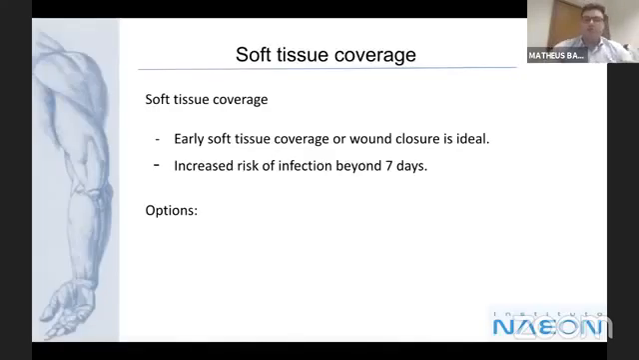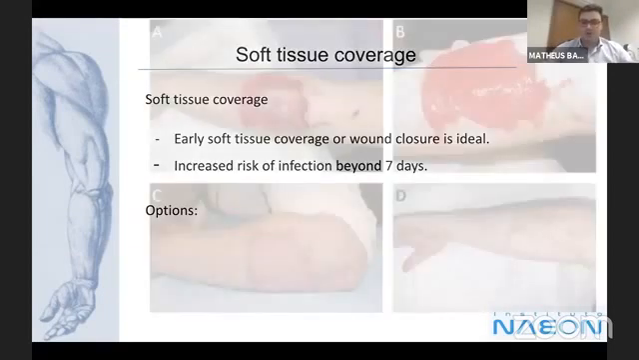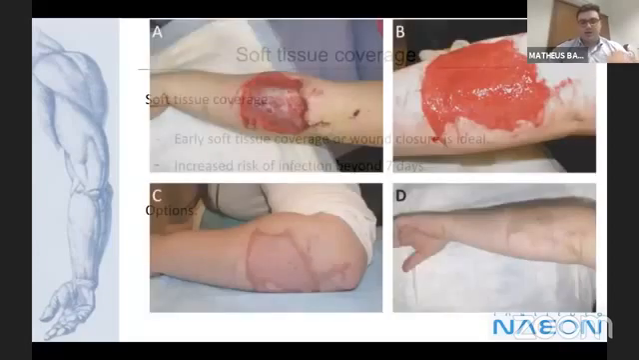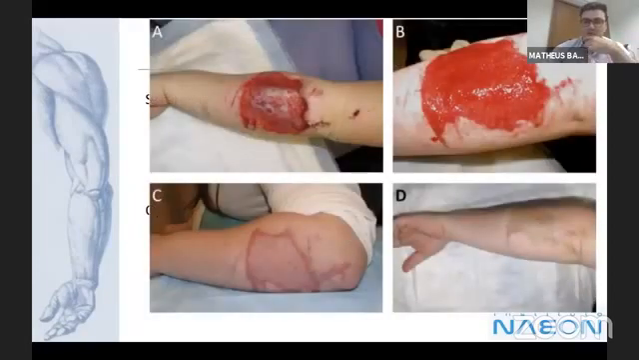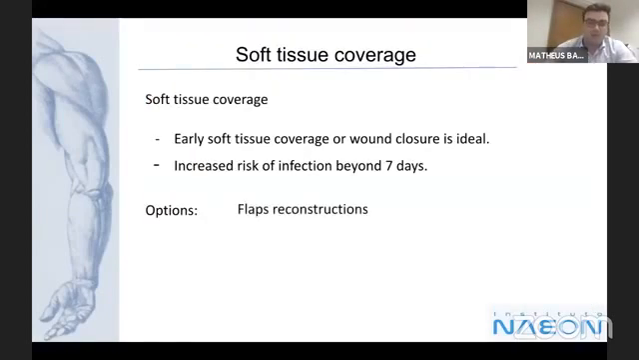And soft tissue coverage, early soft tissue coverage or wound closure, is ideal. Increased risk of infection beyond 7 days. And I will bring you some options. Negative pressure wound care and skin graft. So you can see that there is a big loss of skin, and we use negative pressure and a skin graft. Another option is flap reconstruction.